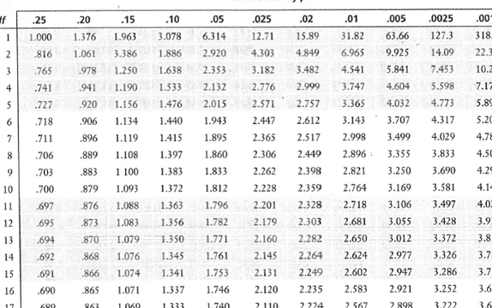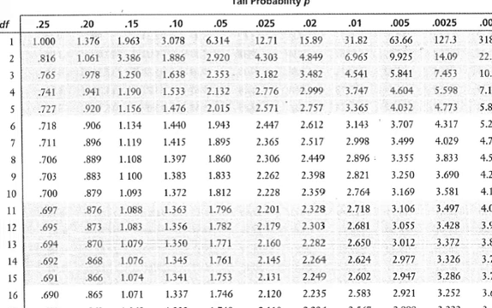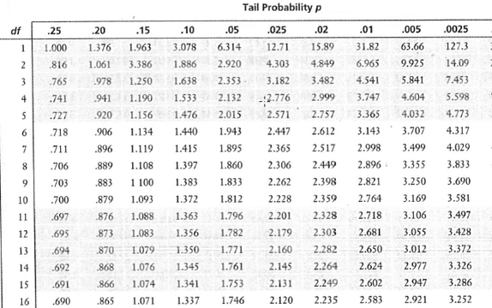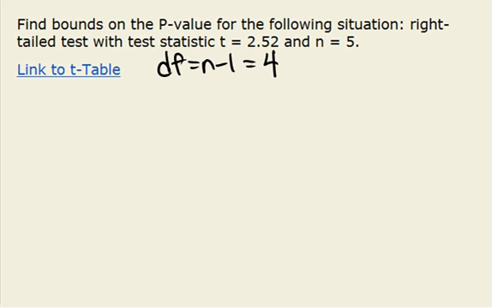So looking in row 4 of our t-table for 2.52, what we find is that it is between these two values of 2.132 and 2.776. So let's jot down that information.